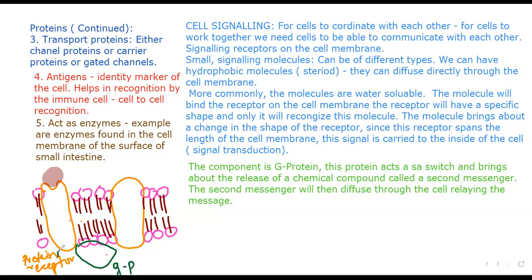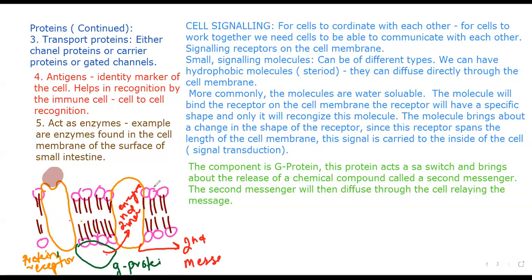Now, this G protein is going to carry on the message. This message can work in different ways, but in this particular instance, the message is being carried onto this enzyme. What does this enzyme do? The enzyme makes second messenger. So the enzyme is going to produce your second messenger.